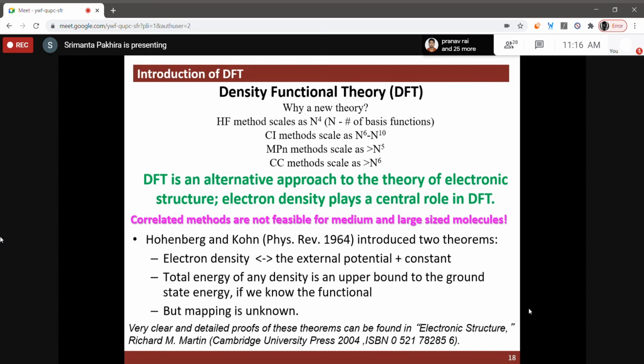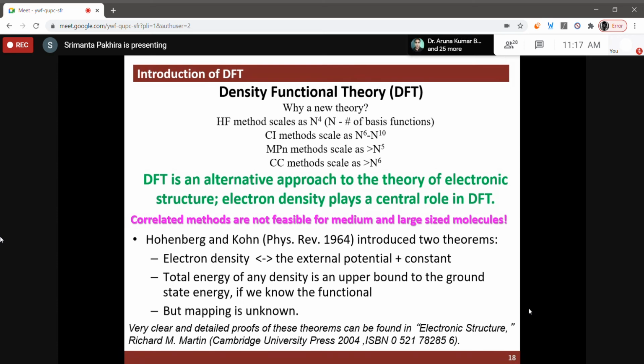Then if we apply some higher method, let's say Møller-Plesset perturbation theory, the scaling is of the order of n to the power 5. And if we use the coupled cluster method, these are called post-Hartree-Fock methods. We will have another course at the end of this month, in December, where I have added some lectures. If you are really interested, I request all of you to register for this course to learn the post-Hartree-Fock methods and why they are required.